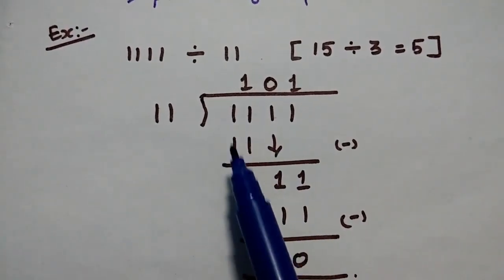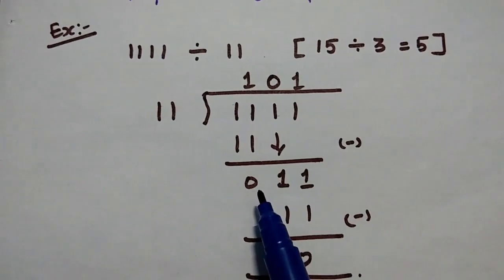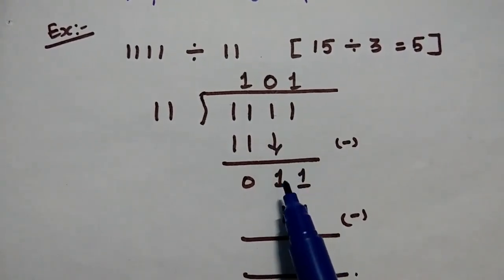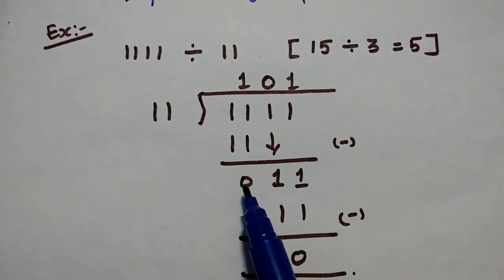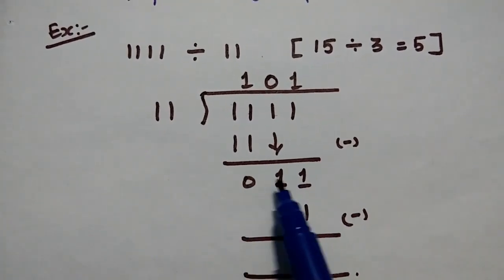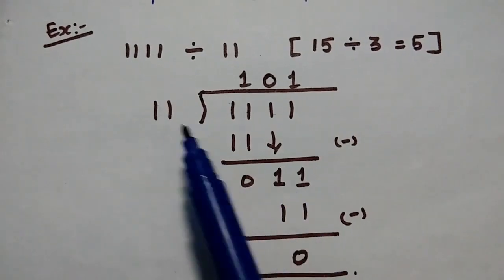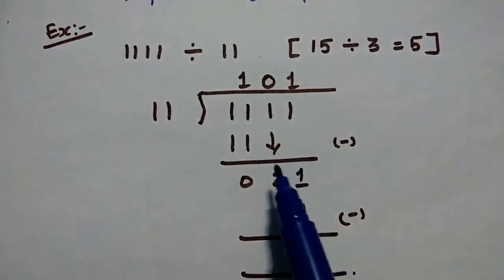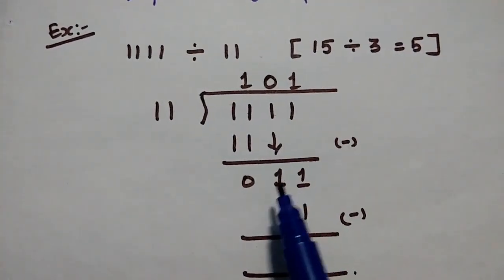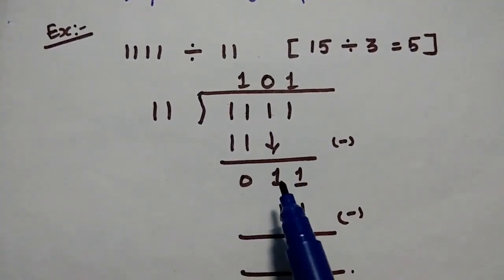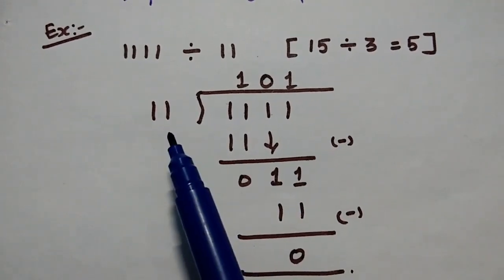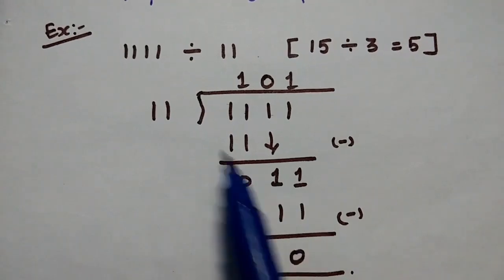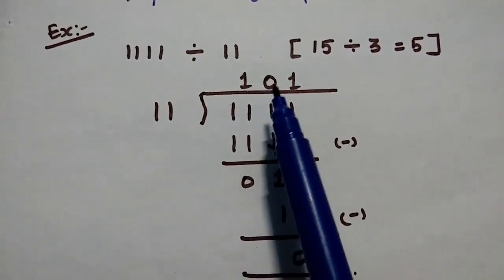In the next step we are going to subtract this value from the dividend. So subtracting means 1 minus 1 is 0, 1 minus 1 is 0. Then we have to move down the next bit of this dividend. That is 0, which is already there, and 1 is here: 01. It is smaller than the divisor. So we have to put 0 because the condition is not satisfied. What is the condition? Here the dividend should be greater than or equal to the divisor. Here it is 01, so it is smaller than the divisor. So we have to put 0 here.